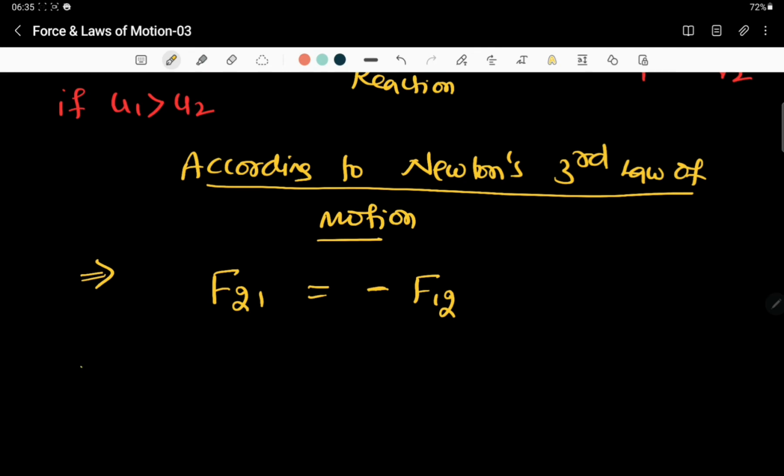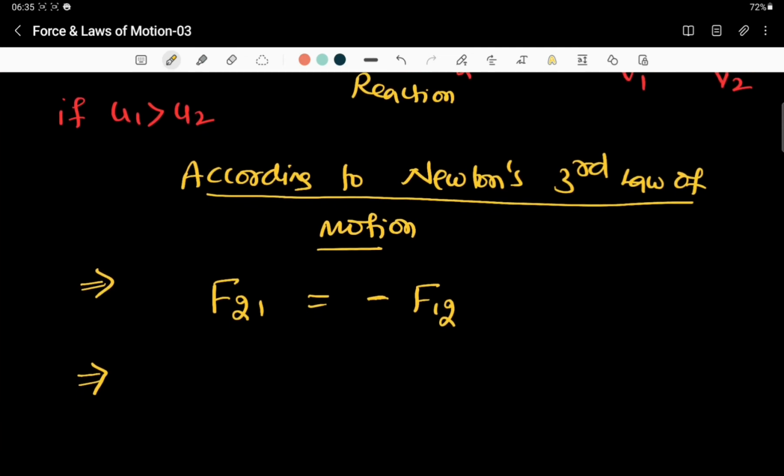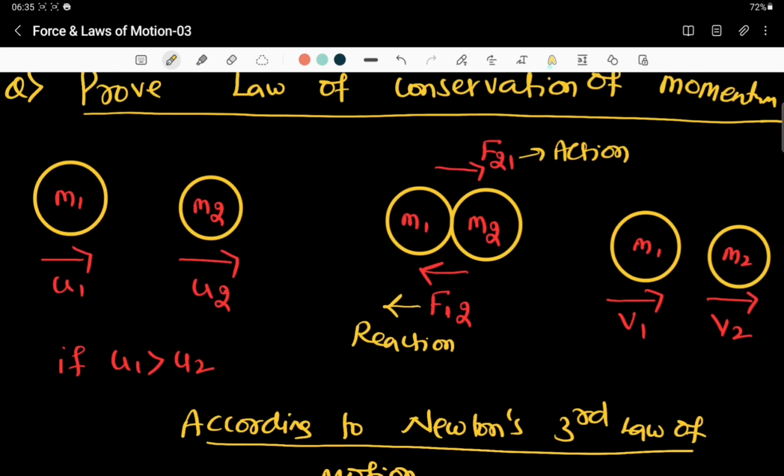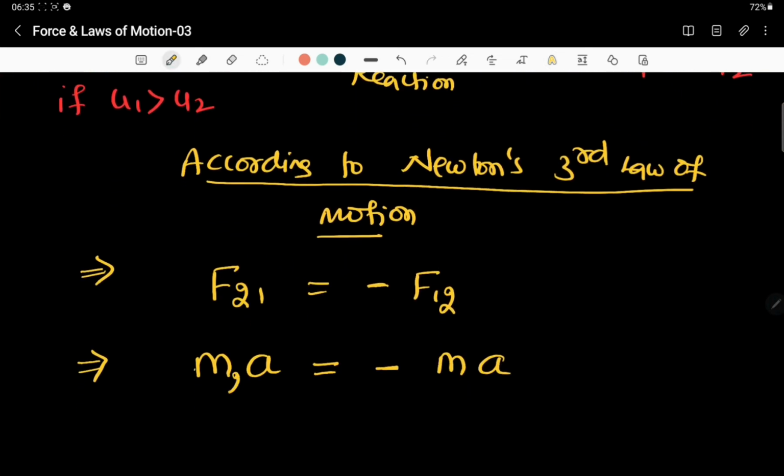Then afterwards you get to know about this force with the help of Newton's second law of motion, correct? What is the formula for force? Force is nothing but mass into acceleration, and here also minus will be there, and here also mass into acceleration. Now which mass and which acceleration is very important. Look at this. F21 means this is the force on the second body. So we have to take the mass of the second body, and the acceleration is also of the second body.